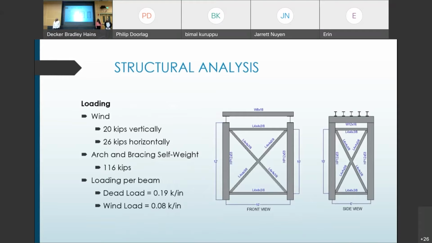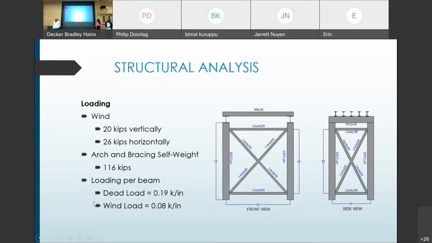In order to substitute these loads into SAP 2000, the distributed loading per beam was used. We calculated the dead load per beam to be 0.19 kips per inch, and the wind load to be 0.08 kips per inch. These loads were substituted into SAP 2000, along with the applicable LRFD load combinations, and the final design was modeled for the controlling load case.